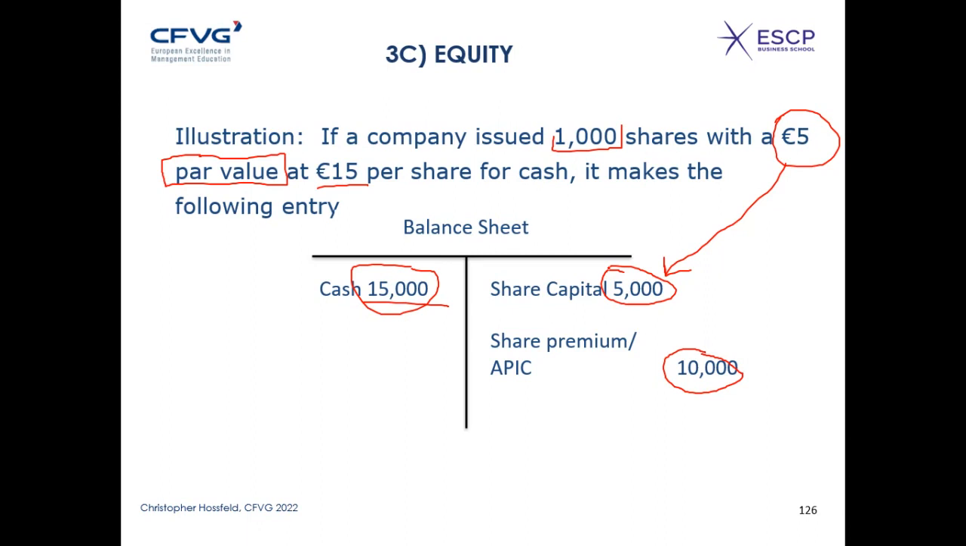And it's a premium. Well, why? You could explain it this way. The founding shareholders paid the par value at 5 euros. Since then, the company is doing good. And how do I know that the company is doing good? Well, because currently the share price is 15 euros. So it's much higher than the par value. So it means here we have a successful company.